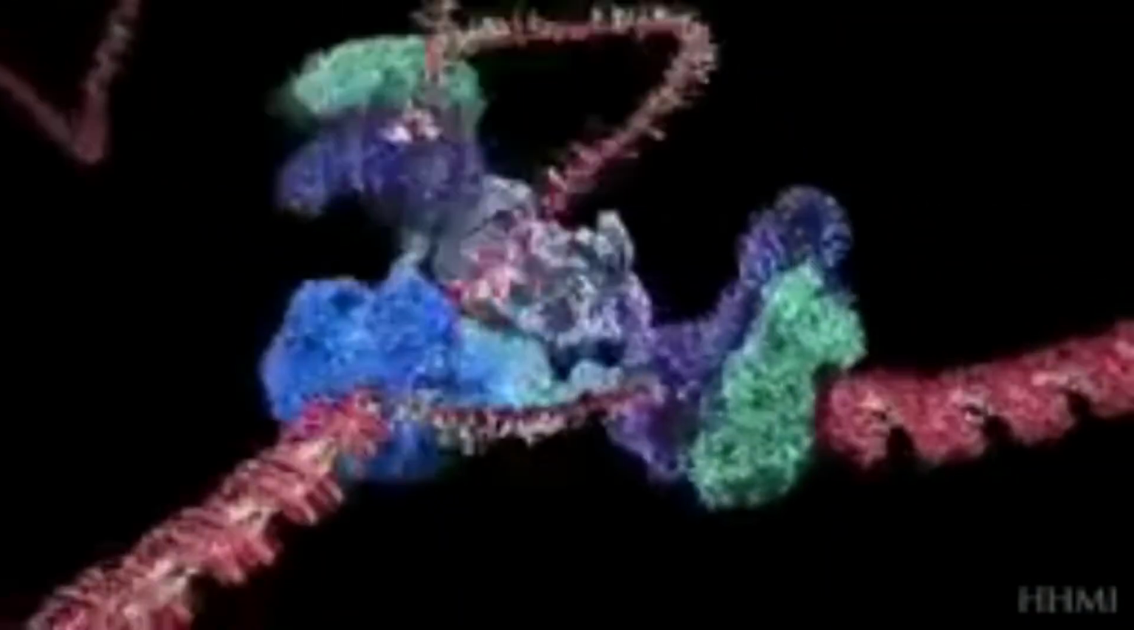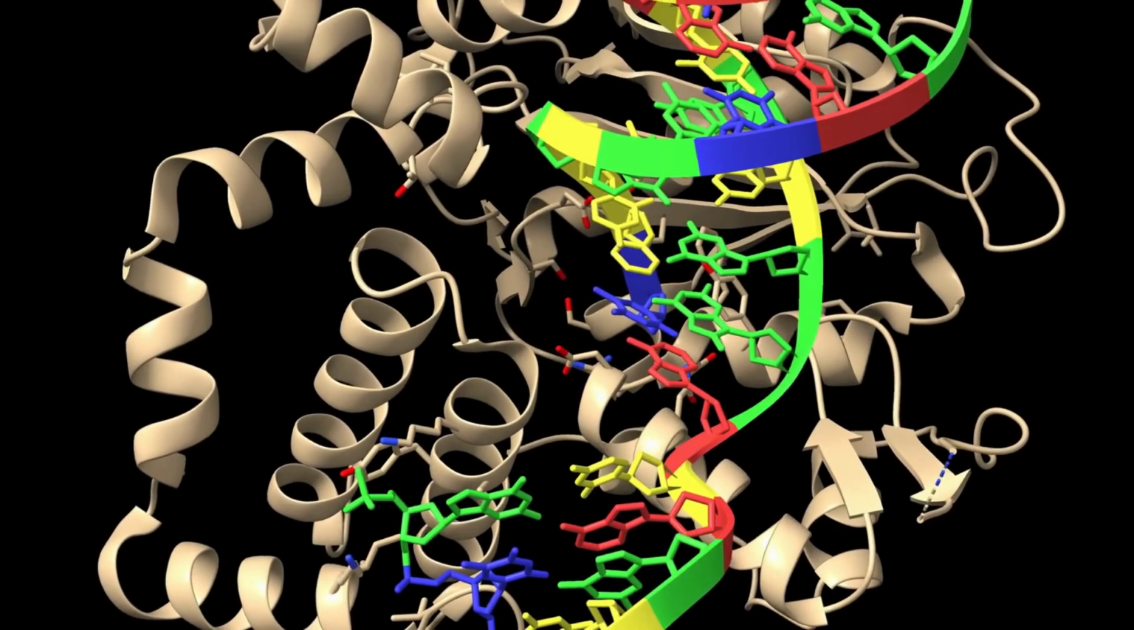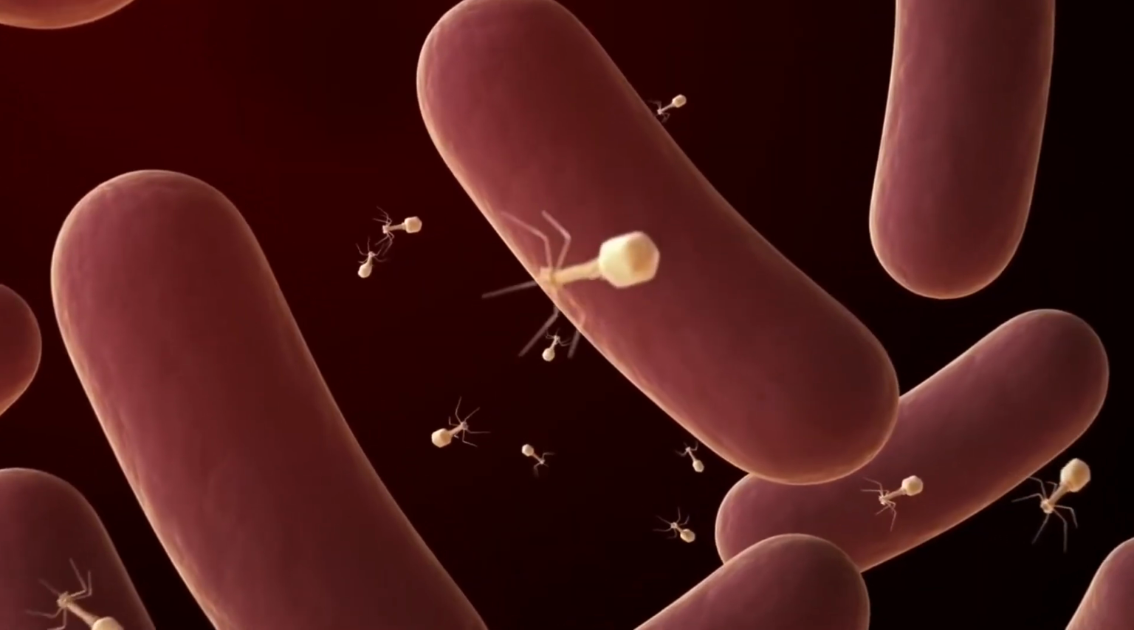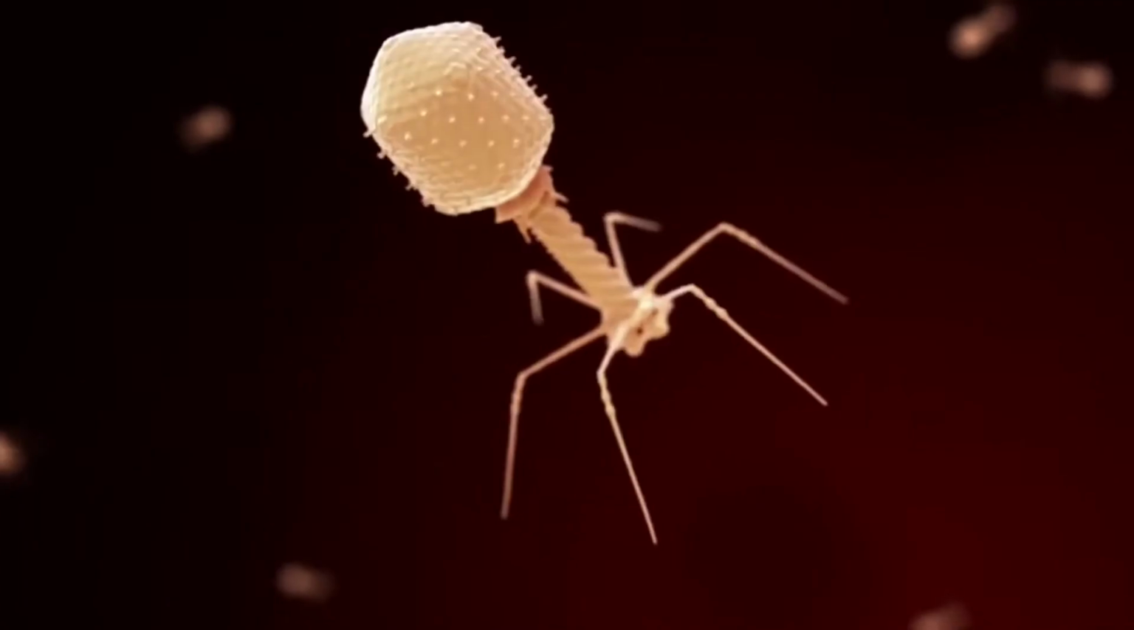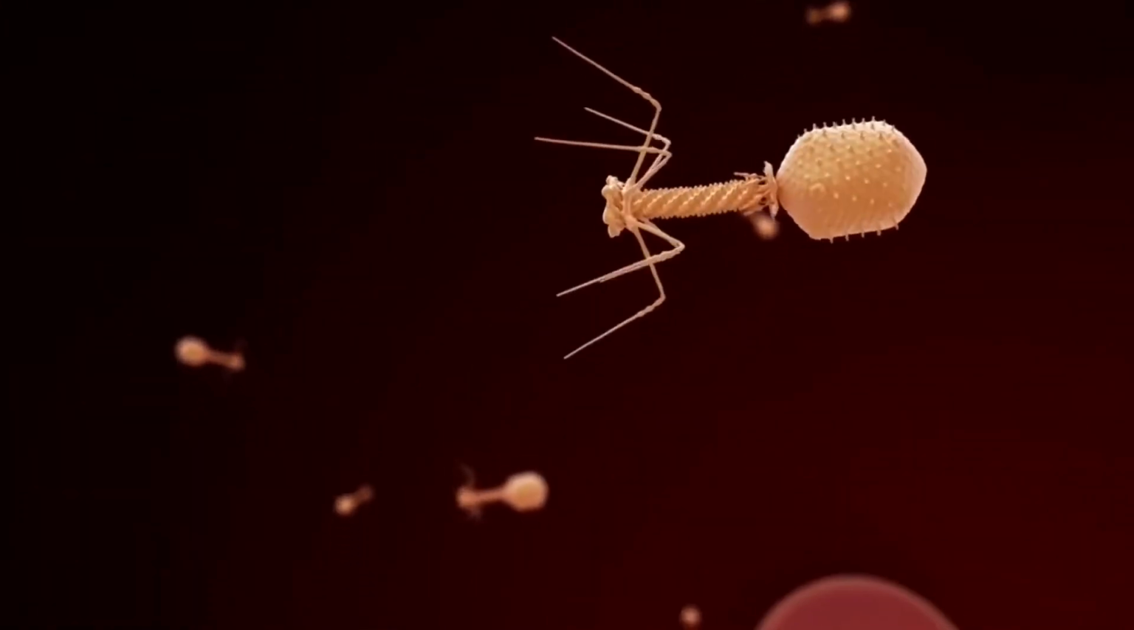And why do we call it restriction? Restriction means basically it is a prokaryotic enzyme. It is only present in prokaryotes, as prokaryotes produce it inside the cell. The restriction enzyme is an enzyme that cleaves DNA into fragments at or near specific recognition sites within the molecules. The restriction enzymes are one class of the broader endonuclease group of enzymes, and these enzymes are called restriction enzymes because they restrict infection of bacteria by certain viruses, that is bacteriophages. And how? By degrading the viral DNA without affecting the bacterial DNA.